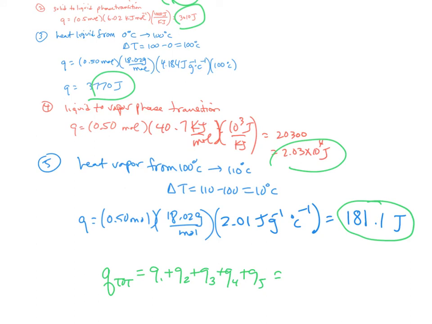Takes a while to do it. Imagine it being a 20-point problem on an exam. And this ends up being, if I got this right, 27,400 joules, which is 27.4 kilojoules, or 2.74 times 10 to the 4th joules. But this is good right here. 27.4 kilojoules for the whole thing.